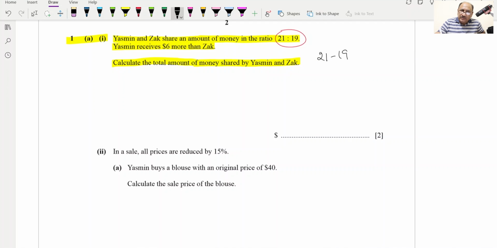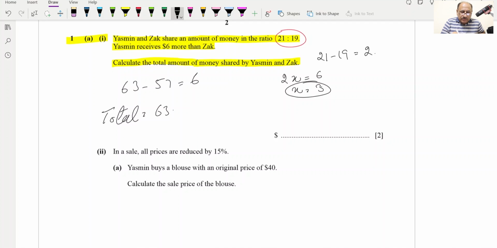21 minus 19 will be equal to 2. So 2x will be equal to 6. So x will be equal to 3. So the difference is basically 3. So if we take 63 and 57, 63 minus 57 will be equal to 6, and the total will be what? Total amount will be equal to 63 plus 57, which is equal to 120.